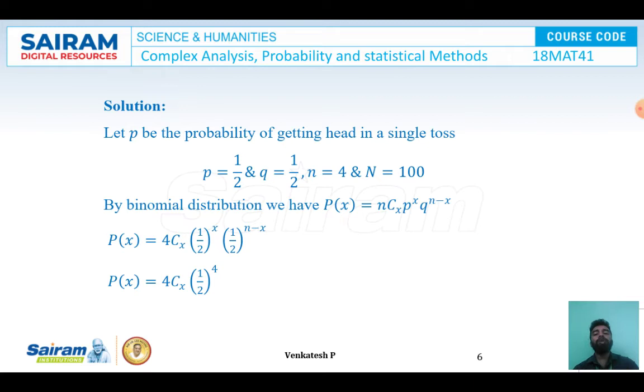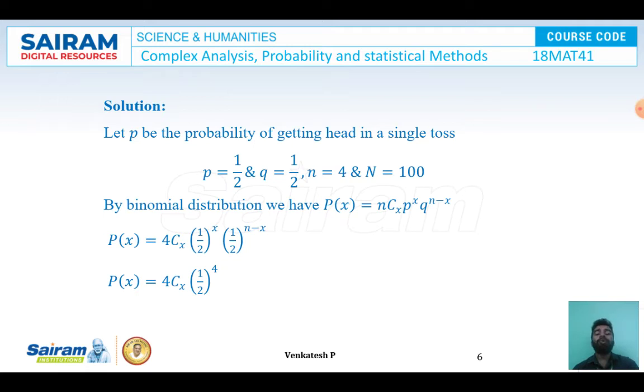Since P is 1 by 2, Q will be equal to 1 minus P, so Q will be 1 by 2. And n is given by 4 and capital N is given by 100. Now I am going to frame the binomial distribution. From the binomial distribution, we have the formula P of x is equal to nCx, P power x, Q power n minus x. Replacing all the data, we got P of x is equal to 4Cx, 1 by 2 whole power x, 1 by 2 whole power n minus x. By simplifying this, we get P of x is equal to 4Cx into 1 by 2 whole power n.